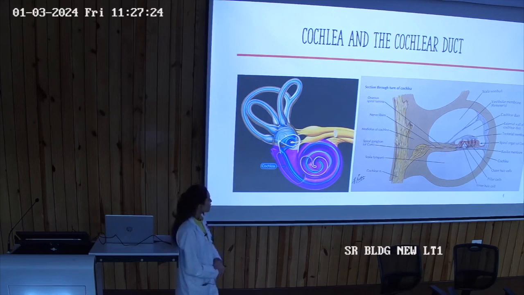On the surface of the modiolus, there is a special structure called the spiral lamina, which projects into the cochlear canal and divides it into three sections: the scala vestibuli above, scala tympani below, and the scala media, which is also called the cochlear duct. The scala vestibuli is separated from the cochlear duct by the vestibular membrane or Reissner's membrane. The cochlear duct is separated from the scala tympani by the basilar membrane. The basilar membrane also contains a sensory organ called the spiral organ of Corti, bearing hair cells, which are the sensory receptors for hearing.